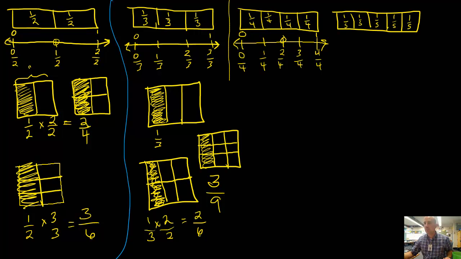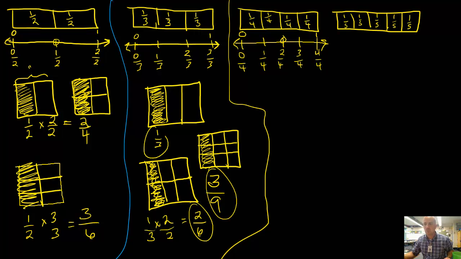So I have a couple different equivalent fractions. I have 3/9, I have 2/6, and I have 1/3, and I can see visually how they are all the same.